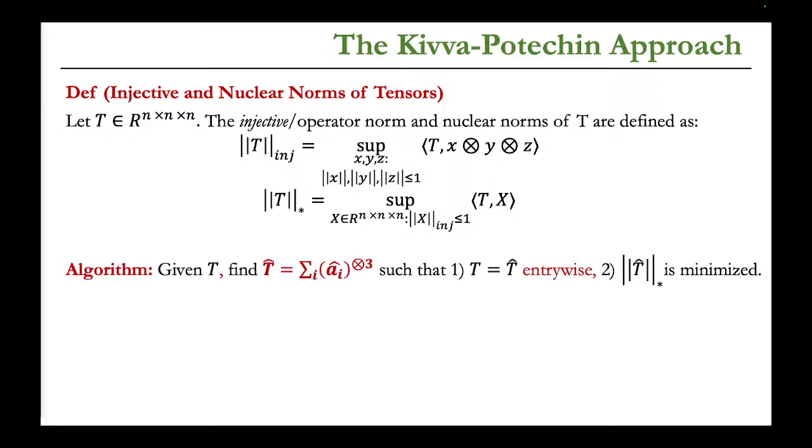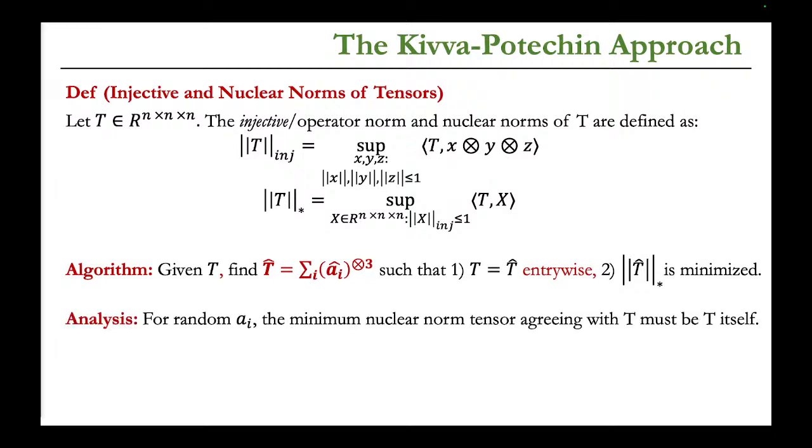Good. Okay, so here is what Kiva and Potechin do. They study the optimization problem of finding a tensor T hat with some explicit components that agrees with the input tensor T and minimizes the nuclear norm. That's their algorithm, and they show that for random a_i's, the minimum nuclear norm tensor agreeing with T is basically the tensor with the exact same components. This is how they get exact recovery.